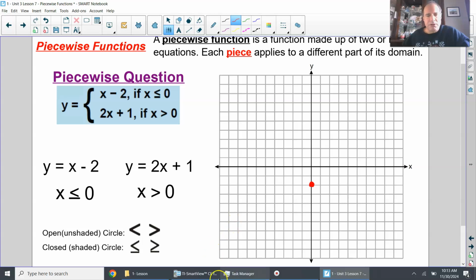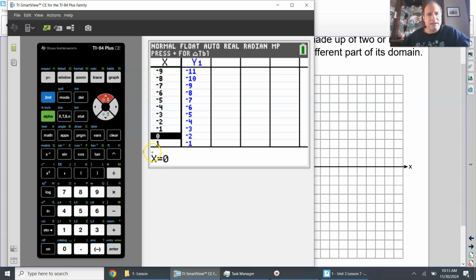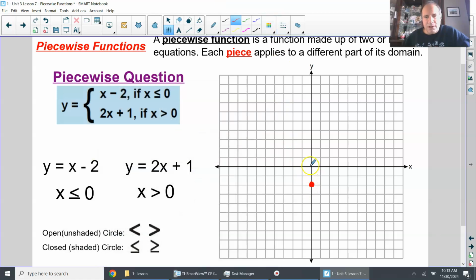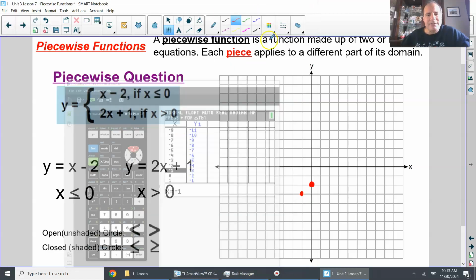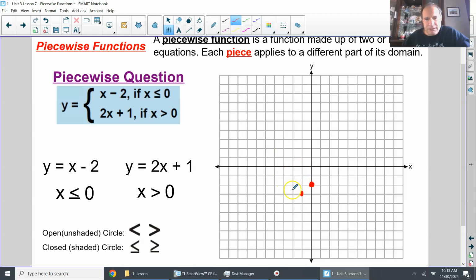All right, so let's go back to the calculator, and the next one that is less than 0 is -1. So -1, -3. Put a nice big point there. And then we're going to go -2, -4.